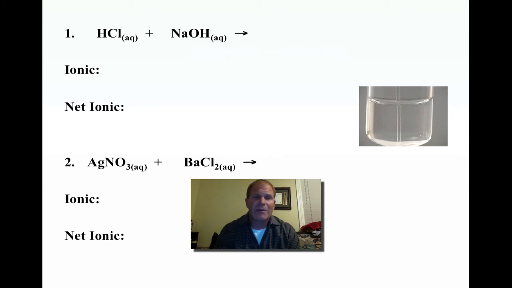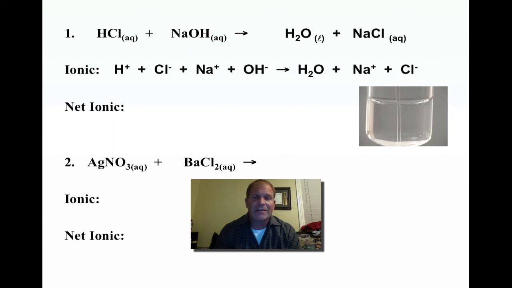So what's going to happen is my hydrogen is going to leave the chloride and bind up with the hydroxide. My sodium is going to leave the hydroxide and bind up with the chloride. So we break it down to the ions here. We see that my H plus and OH minus forms water. My Na and Cl form sodium chloride.